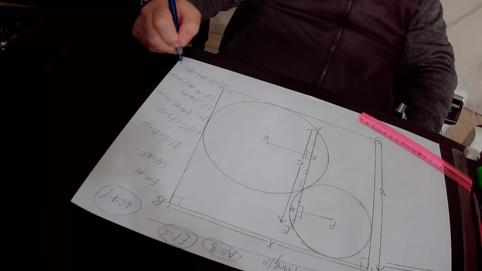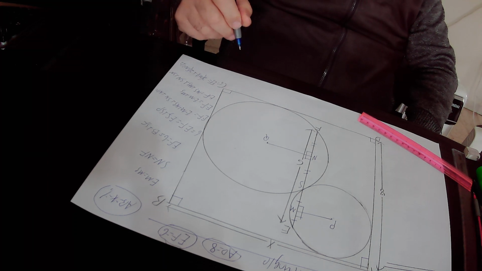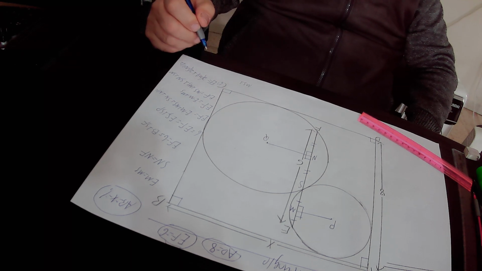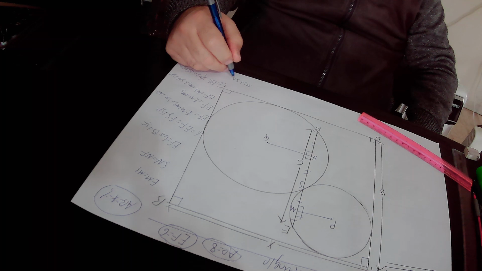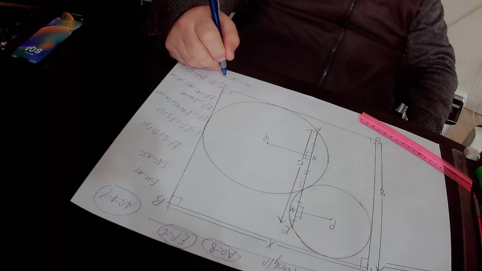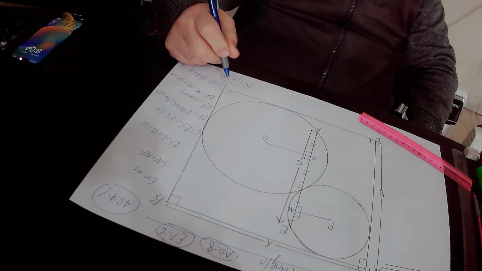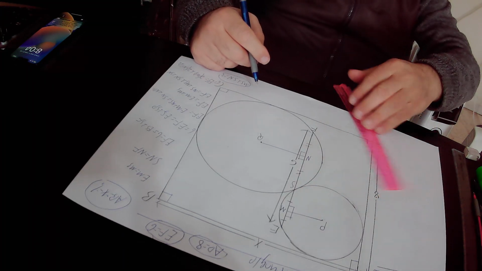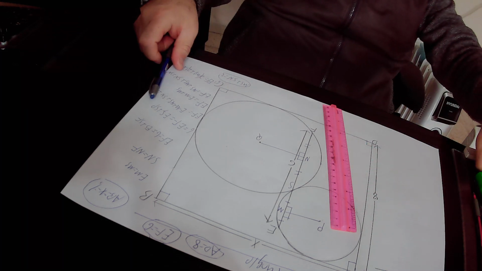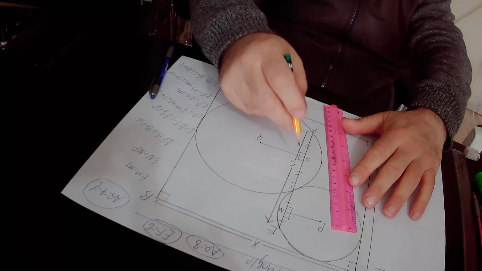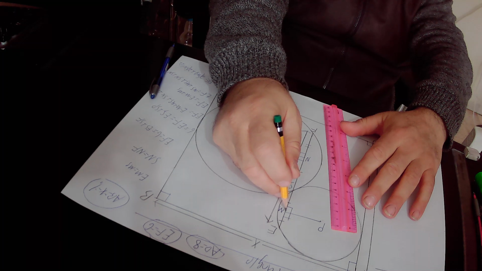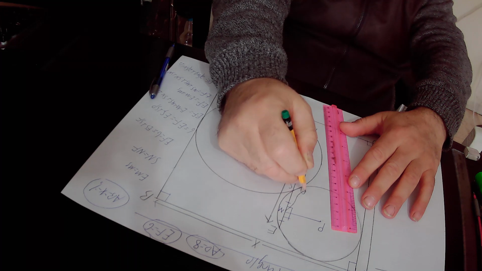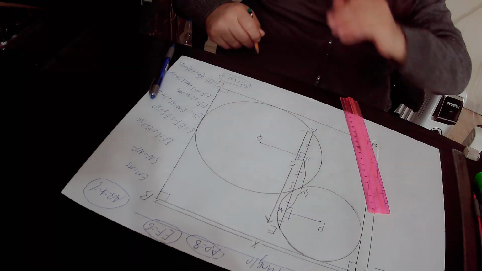Here we divide this equation by 2, and finally we get that MS plus SN equals 6 over 2, which is 3. So here MS plus SN equals 3 units. Okay.